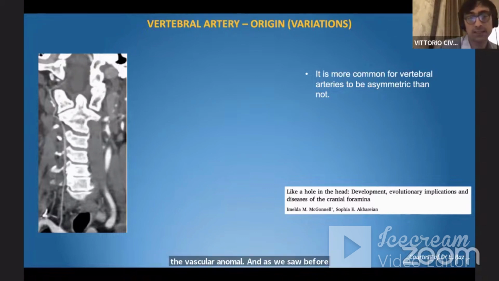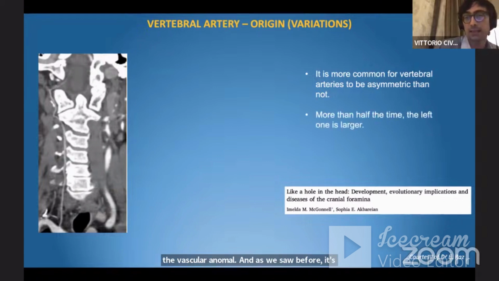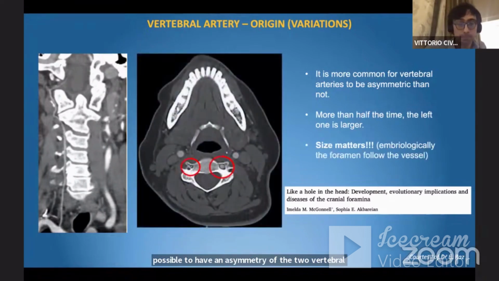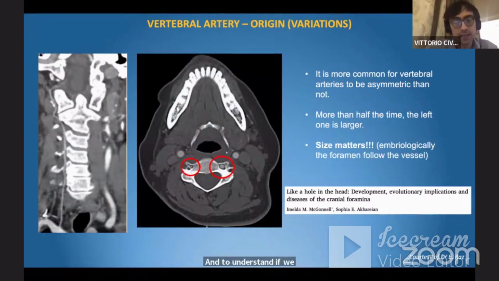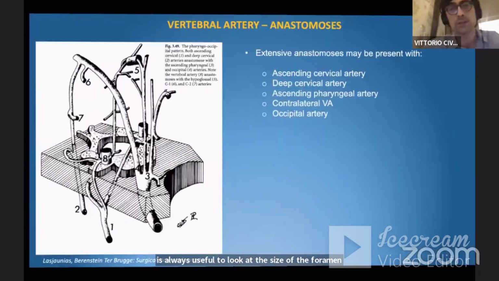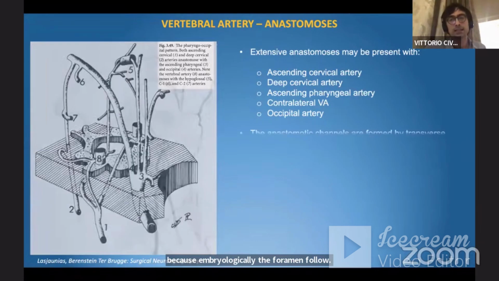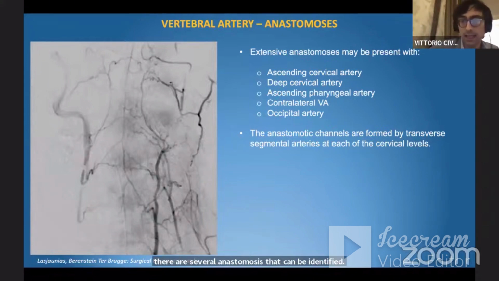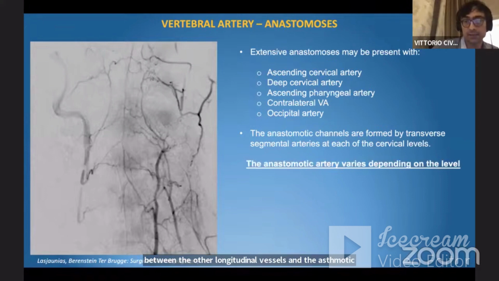And as we saw before, it is possible to have an asymmetry of the two vertebral arteries, and more than half of the time the left is larger. And to understand if we have a true hypoplastic vessel, it is always useful to look at the size of the foramen, because embryologically the foramen follows the vessel. So as we saw before, there are several anastomoses that can be identified between the other longitudinal vessels, and the anastomotic channels are formed by transverse segmental arteries at the different levels.